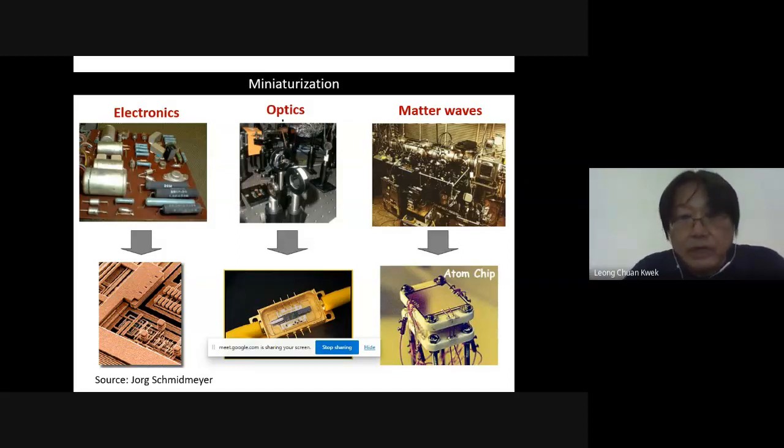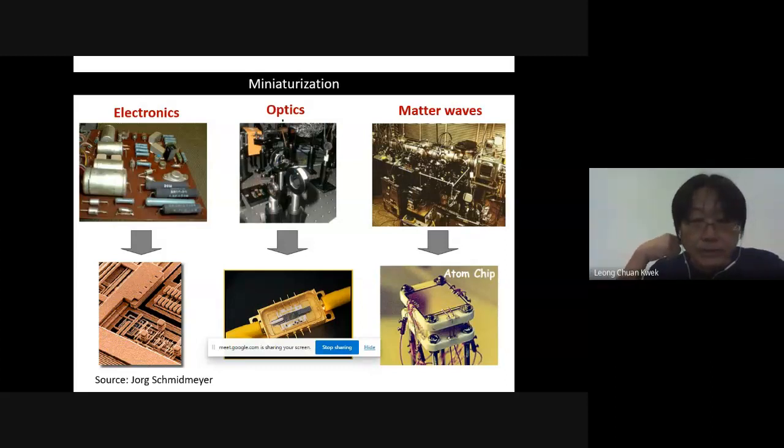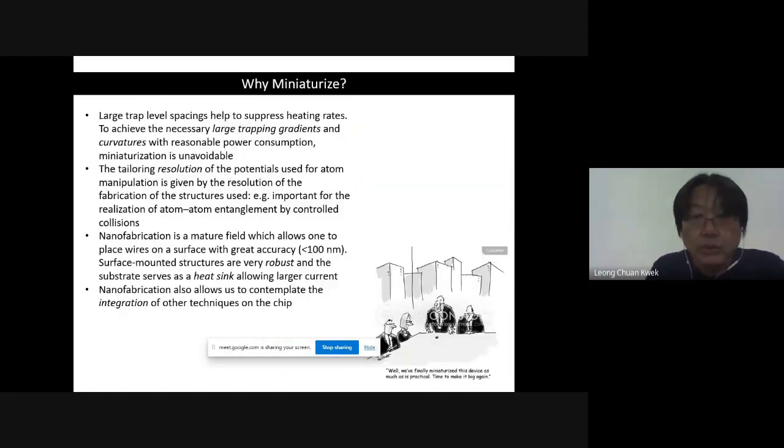So what we are talking about in Atomtronics is matter waves. And matter waves means you have atoms, and so if you want to miniaturize it, you have what's called an atom chip. Now the atom chips, in some sense, trap the atoms simply from magnetic field.